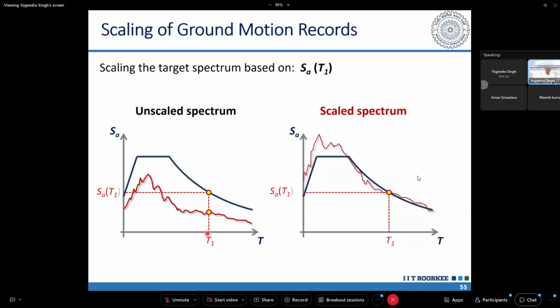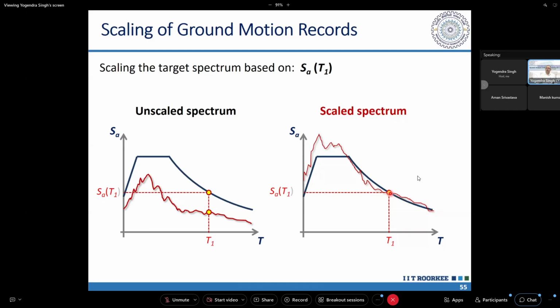Another possibility of scaling is that we scale corresponding to the period of the fundamental mode, which in most cases is the first mode in that direction. In some cases, it may be a different mode also. So the fundamental mode is not always T1. In some cases, some other mode may have larger contribution. So that mode, which has the maximum contribution, we can scale with respect to that. When we do the scaling like that, it will match at that point, but there may be mismatch at other points.